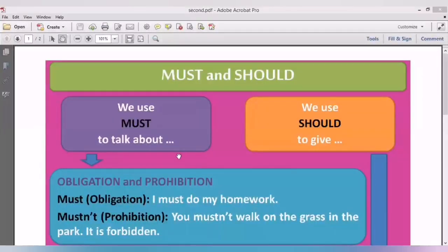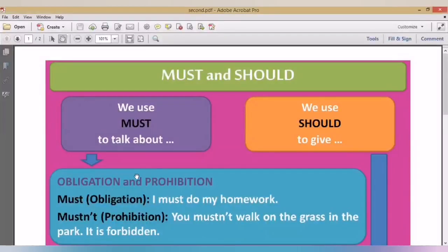Yes, exactly. So, we use must when we want to say that you have no other choice but doing this thing. And we use mustn't for, I mean, it's the negative one, right? Negative form of must. And if must refers to obligation, of course, mustn't or must not refers to prohibition.